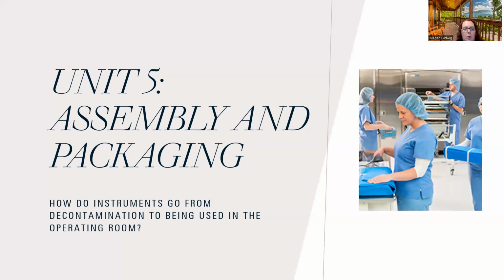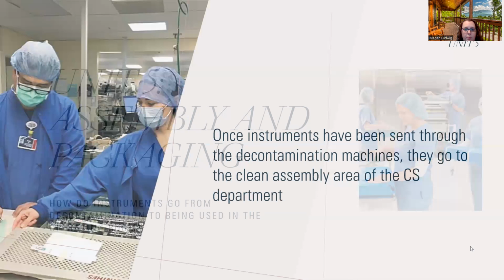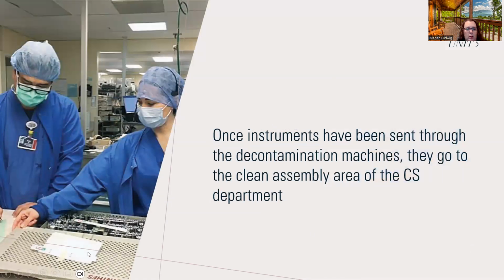So after putting it through decontam, you're going to put it through a washer decontaminator. And in our facility, that's actually what separates the decontamination room from the clean side of the sterile processing department. So you put it through that washer decontaminator, and when it comes out the other side, it is safe or clean to handle. Okay, so that way, like this person here, they can use their bare hands.